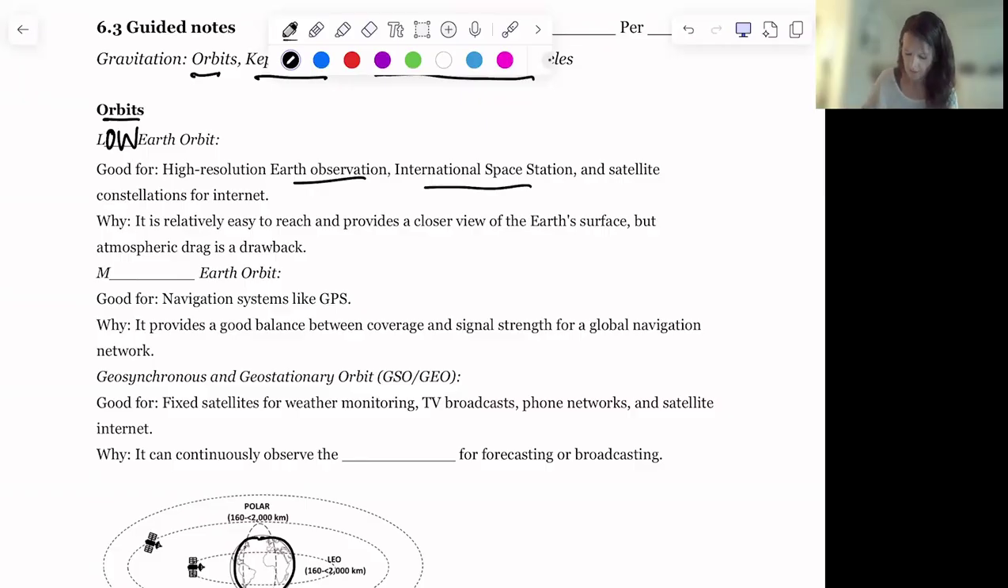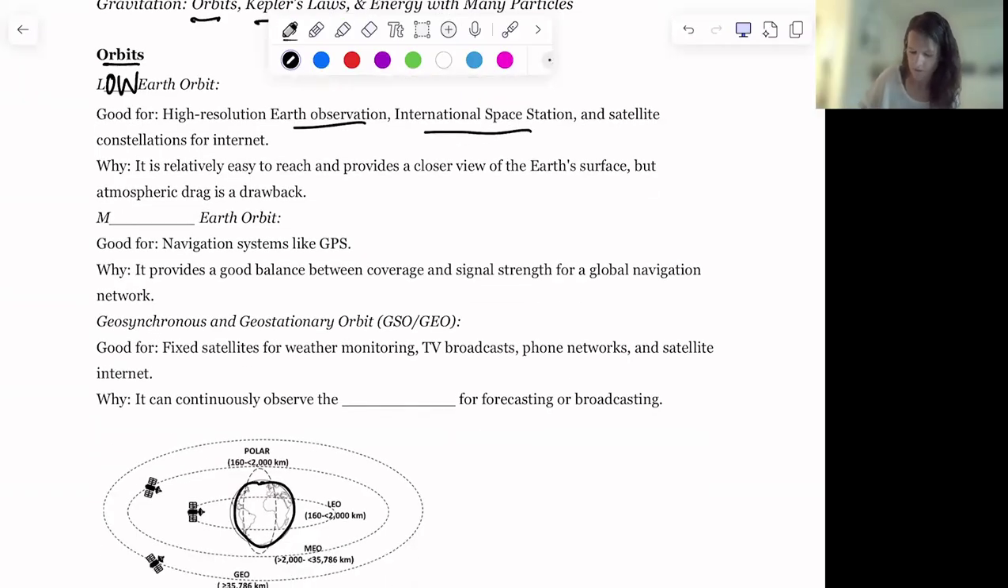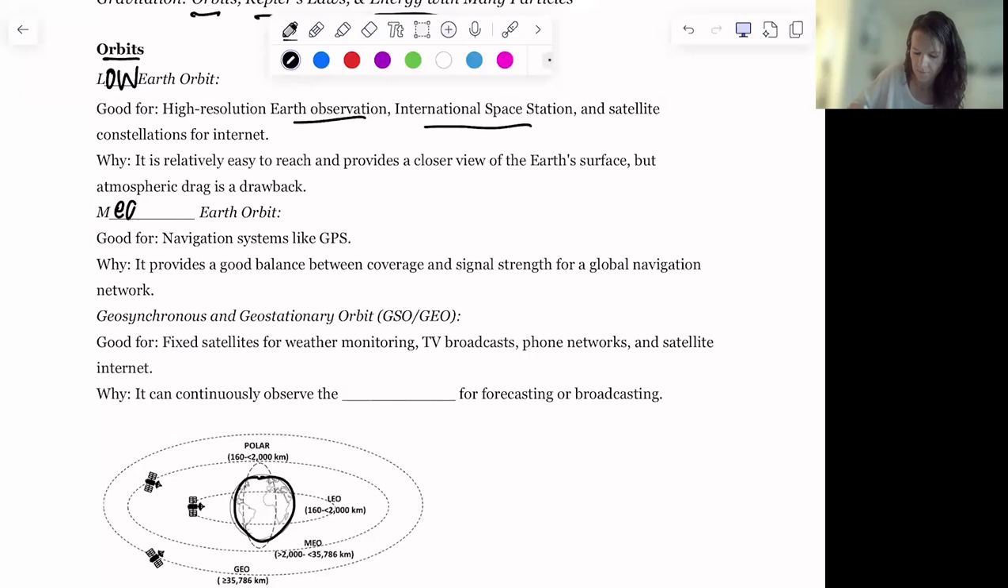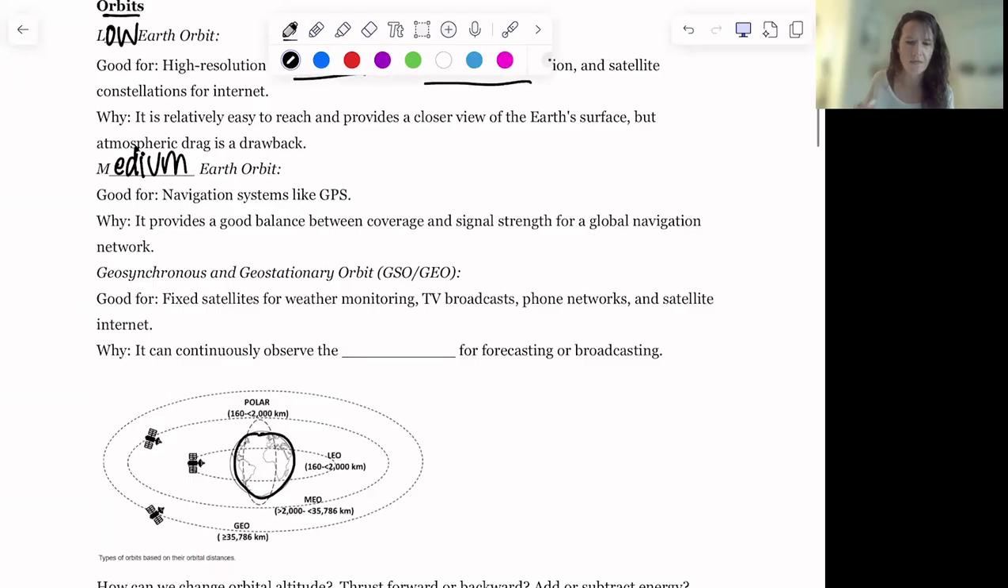So the next one in your image there is MEO, which stands for medium Earth orbit. And our GPS is in this one. It's kind of a balance of being close, but also it's not as expensive to get into that as it would be to get into the high Earth orbit, which is the next one we're talking about.